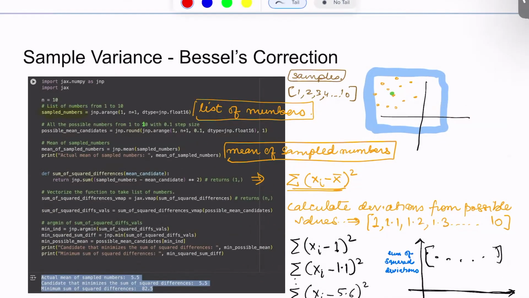So for this, what we have done is, let's say we have some possible numbers from 1 to 10 with a step size of 0.1. So 1, 1.1, 1.2, 1.3, 1.4, and so on till 10.